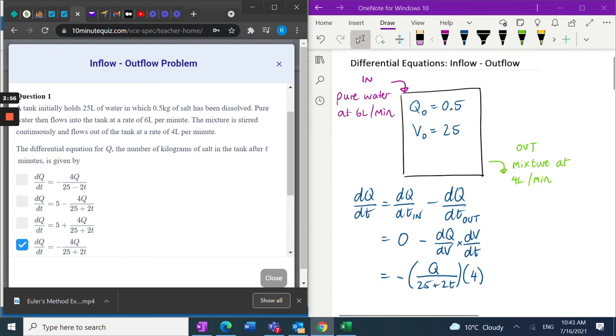You might notice that these numbers here do not appear in the differential equation at all. This is an initial condition, but it does not appear in our differential equation because our differential equation is talking about the rate of change. If we were then to go and solve this differential equation to find Q as a function of t, then we would need an initial condition. But if we were just asked for the differential equation, the derivative, it's going to be something like this, as a rate in minus rate out.